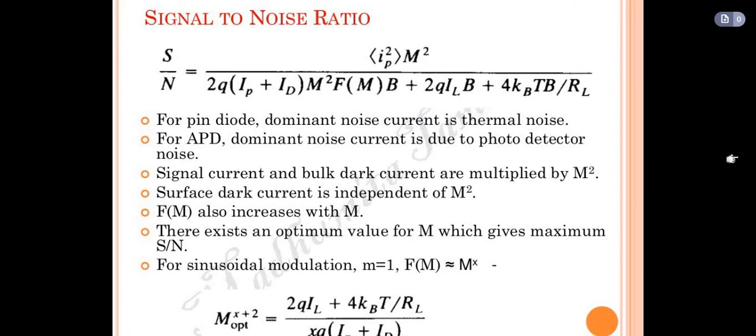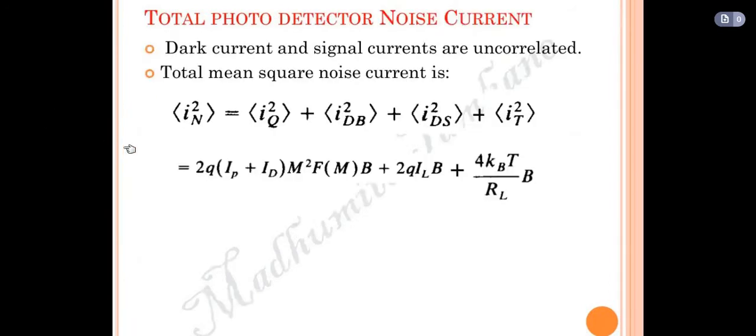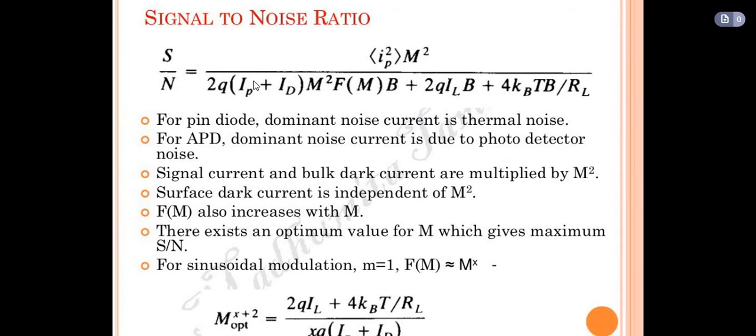Next criterion, students, is how to find the signal to noise ratio. That is a very, very important derivation for us. First, what is the signal power? IP square of m, because m is a multiplying factor, you know. And the noise current, what we have just now found, is the previous one: 2q IP plus ID m square F of m B plus 2q IL B plus 4 kB T by RL into B. All this is nothing but the total current due to the noise. So we substituted that, and we can find the signal power to the noise power. Signal power is IP square m square, the factor is there. Then the second one, noise power, we have taken.